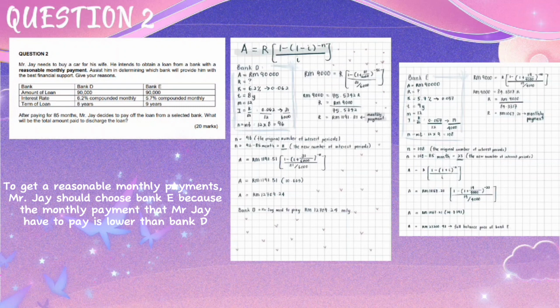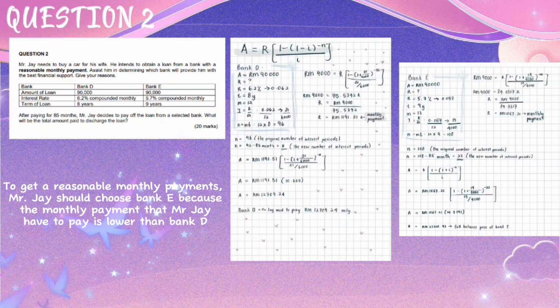Next, for question 2, we need to choose which bank provides a reasonable monthly payment for Mr. J to buy a car for his wife. The first step is to find the monthly payment. We just apply it to the formula and we will get 1,191 ringgit 51 cents for the monthly payment.